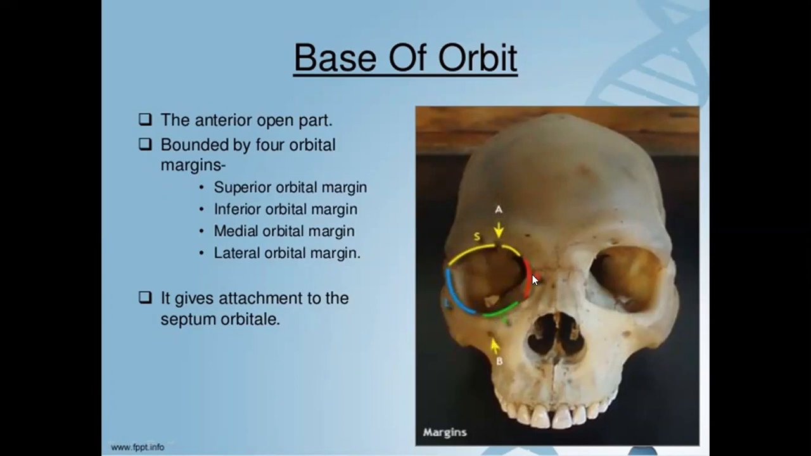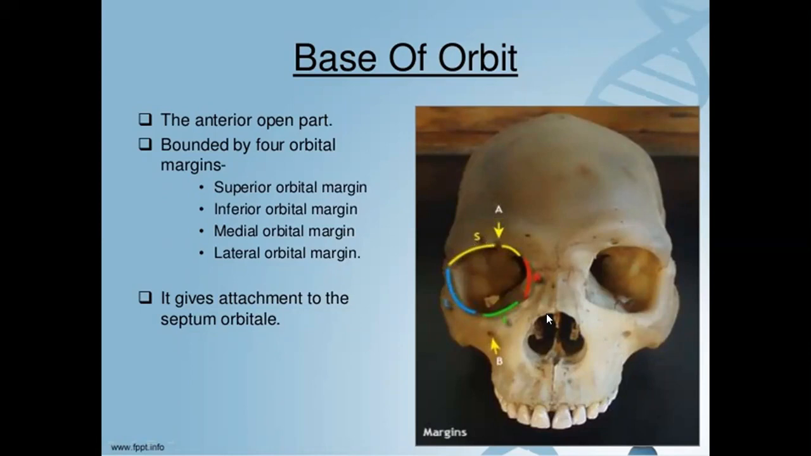The medial orbital margin is formed by the frontal bone and the maxilla, and the lateral orbital margin is formed above by the zygomatic process of the frontal bone and the frontal process of the zygomatic bone, united by a suture called the frontozygomatic suture. So laterally it is formed by the frontal and the zygomatic bone.